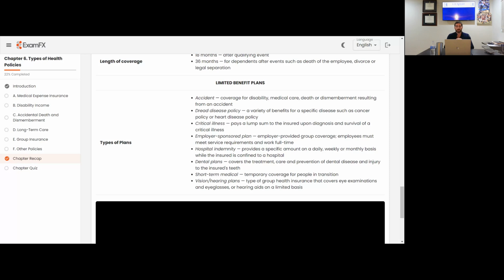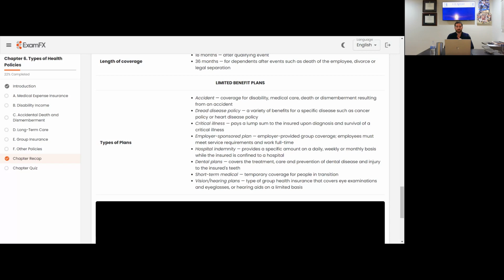Employer-sponsored plan. Employers provide group coverage. Employees must meet the service requirements and work full-time. To get the employer-sponsored plan, you have to work full-time, and it's going to be provided as group coverage, kind of that group health insurance aspect.